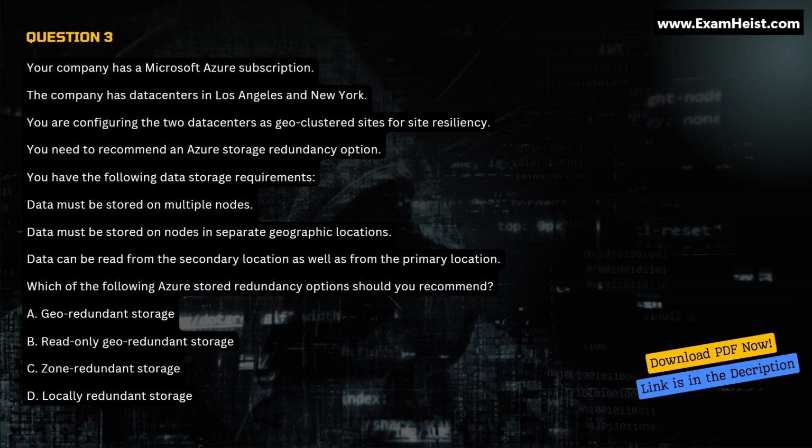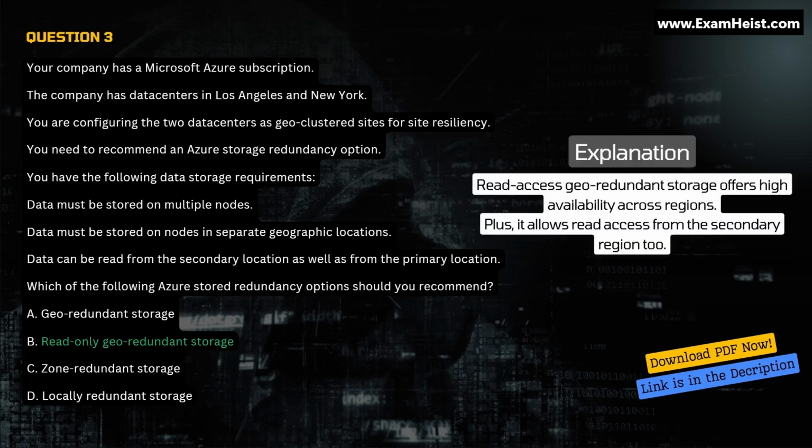A. Geo-redundant storage. B. Read-access geo-redundant storage. C. Zone-redundant storage. D. Locally redundant storage. Correct answer is B. Explanation. Read-access geo-redundant storage offers high availability across regions. Plus, it allows read access from the secondary region too.